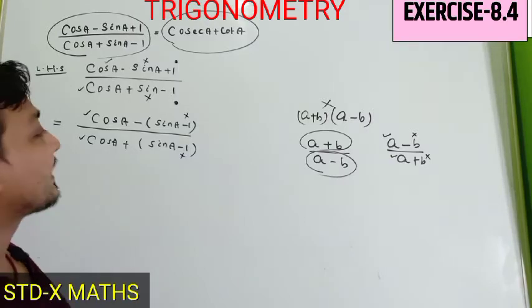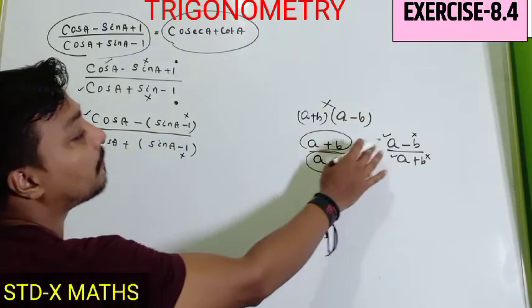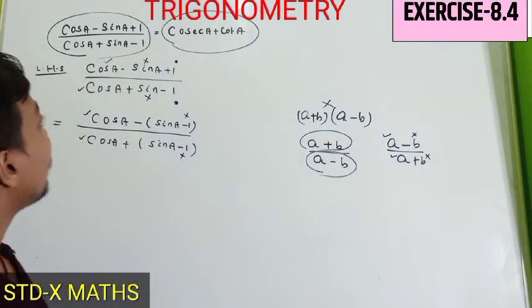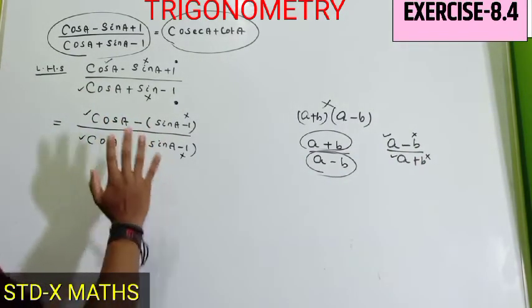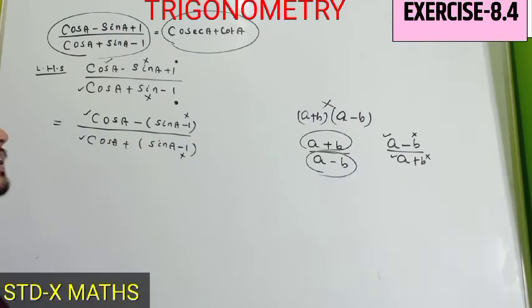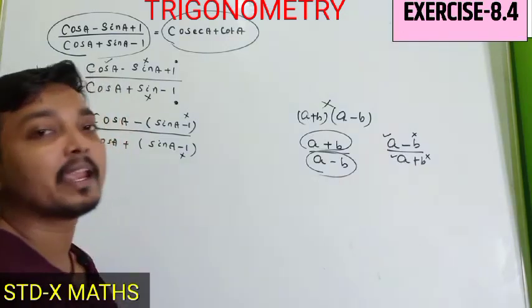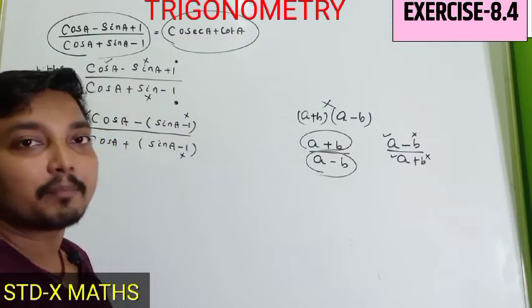So for which one can say it is in the form where the upper one is a minus b and the below one is a plus b. I said whenever the upper one is a minus b and the below one is a plus b, it can be solved in two ways.